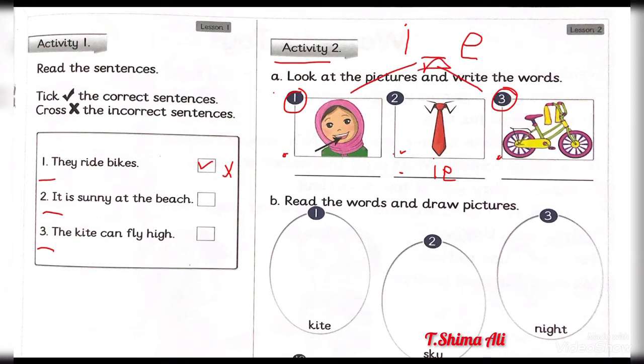Okay, grade 2. Now look at B, read the words and draw pictures. Number one, we have kite. Two, we have sky. And three, we have night. So in number one, you are going to draw a kite. This is the kite. And in number two, draw a sky. Imagine, how do we draw the sky? You can draw a blue space with clouds or sun or anything you like. Then night. How do we draw night? You know the meaning of night. Imagine the night and draw.